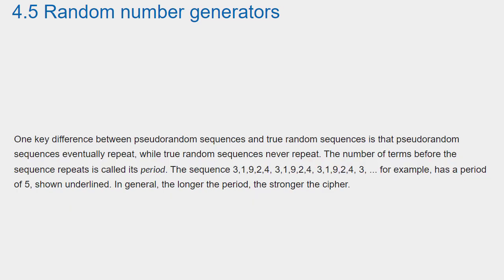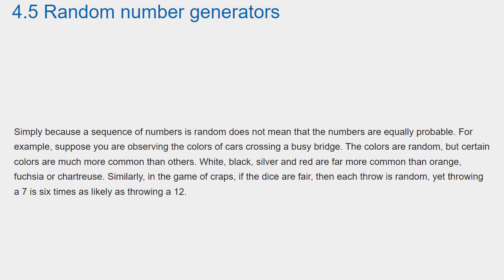One key difference between pseudo-random sequences and true random sequences is that pseudo-random sequences eventually repeat, while true random sequences never repeat. The number of terms before the sequence repeats is called its period. The sequence 3, 1, 9, 2, 4, 3, 1, 9, 2, 4, 3, 1, 9, 2, 4, 3, for example, has a period of 5, shown underlined. In general, the longer the period, the stronger the cipher.